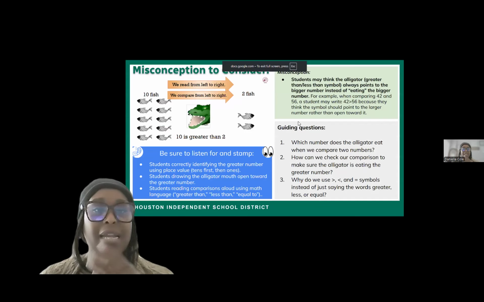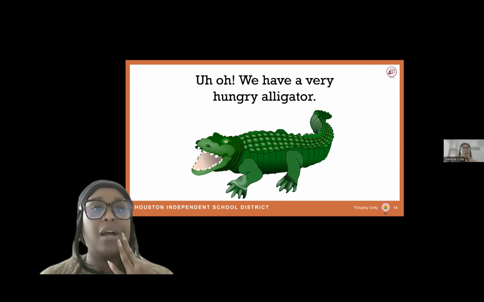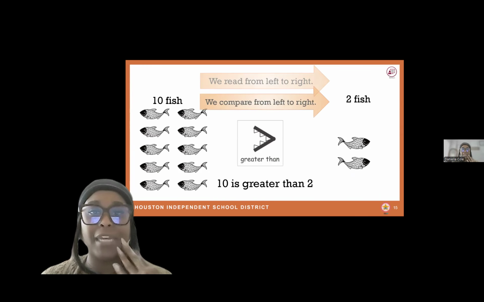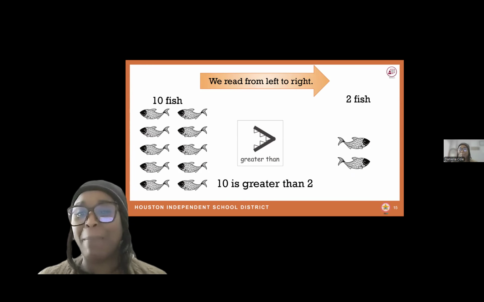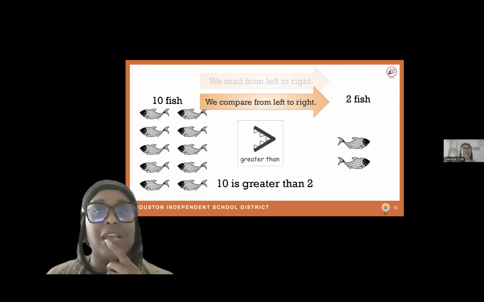When I look at this slide deck, there's a lot. There are some fluency slides, and then I get here. This is my I do. There are some pre-populated pieces. One thing that I am going to continuously stamp for students is that we read from left to right. That's going to be key. And then being able to compare the numbers correctly. So you want to stamp that for kids.